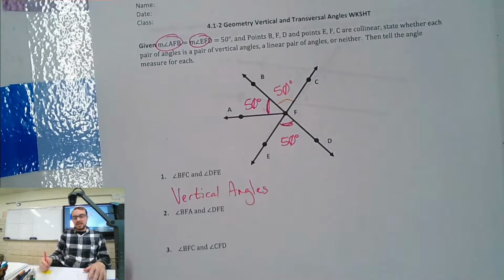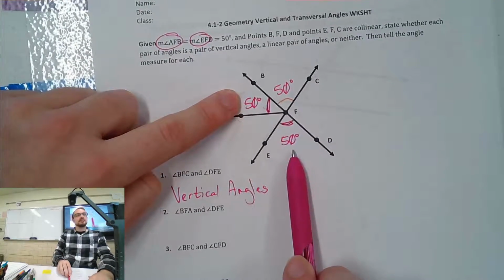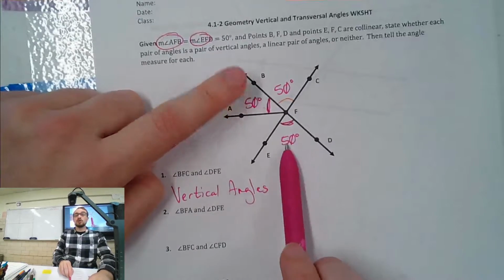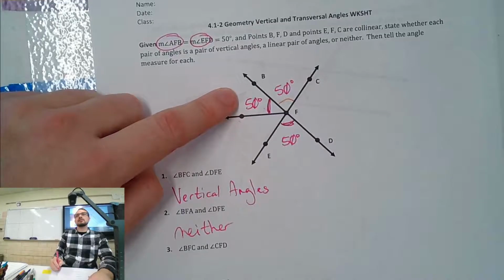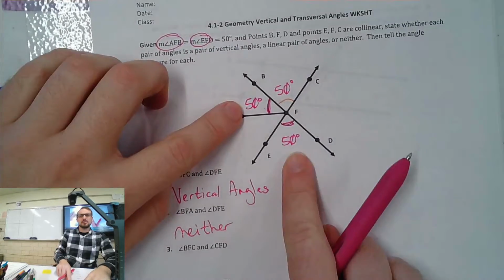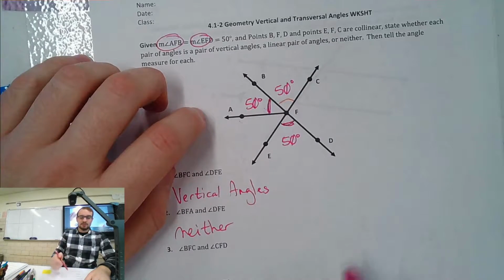Of course! BFA, that's this guy right here, and DFE, these guys. Are they vertical? No! Are they a linear pair? No, because there's three angles on this line. Linear pair means two. Pair, like the fruit, right? So there's more than two here, so they're not a linear pair. They're neither. Because if they were, we would be able to use linear pair theorem, and linear pair theorem says that they're supplementary. Are those two supplementary? No. So, neither.